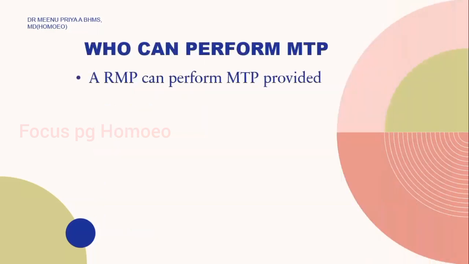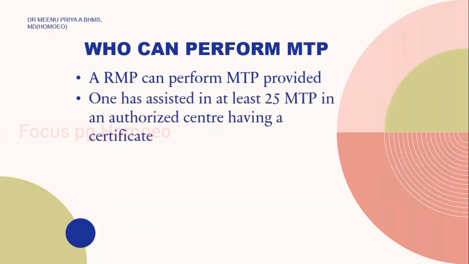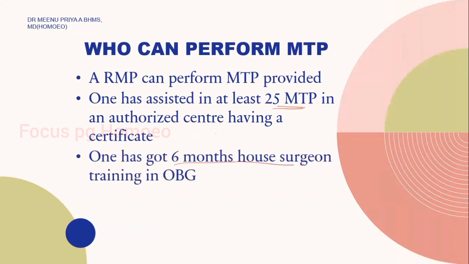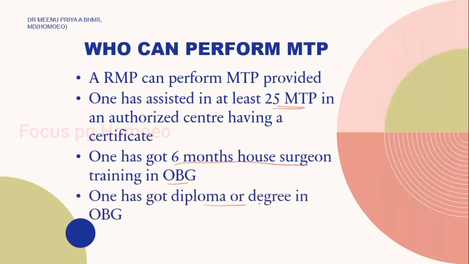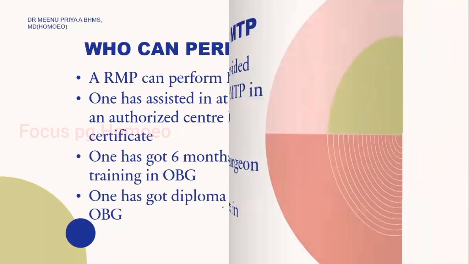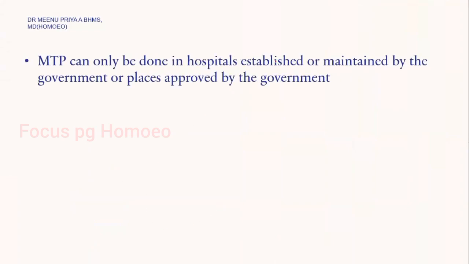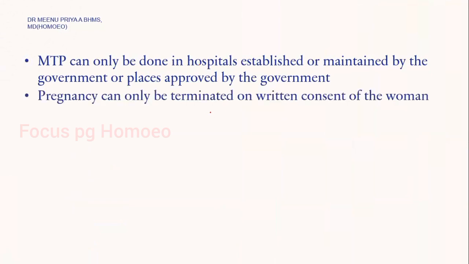Now, who can perform MTP? A registered medical practitioner can perform MTP, provided that the practitioner has assisted in at least 25 MTPs in an authorized center having a certificate, or has had 6 months of house surgeon or internship training in OBG, or has a diploma or degree in OBG. MTP can only be done in hospitals established or maintained by the government or places approved by the government. And pregnancy can only be terminated on the written consent of the woman, and the husband's consent is not required.